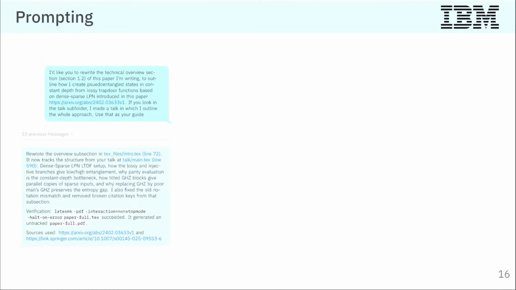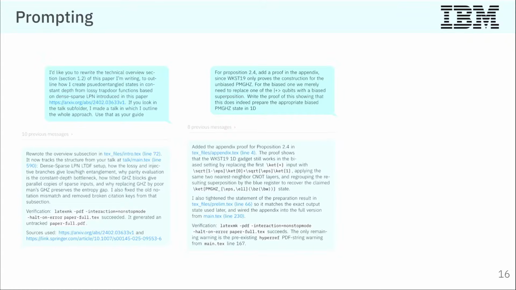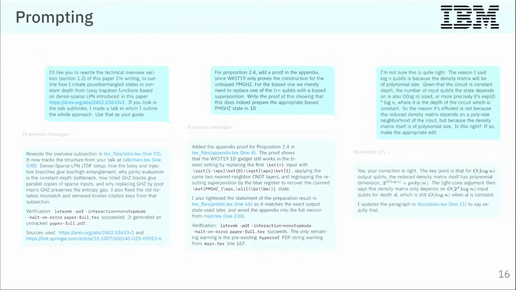It just added a formal explanation and a formal proof of what I had outlined in this talk that I gave. But it wasn't perfect. It introduced some mistakes. So I would notice that it was skipping proofs of certain facts, and I would have to tell it, for proposition 2.4, you need to add a proof of this and put it in the appendix. And then it would do that. And then I would have to check it, and I would find that the proof is wrong.